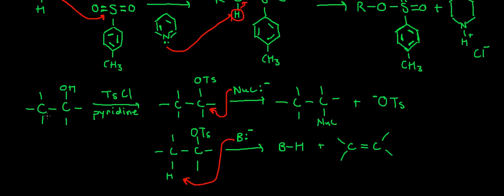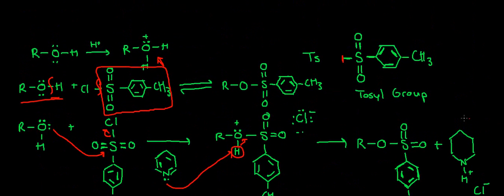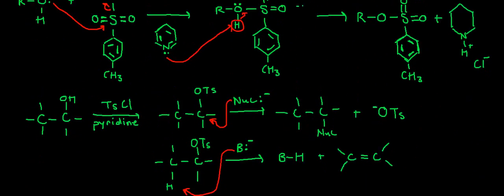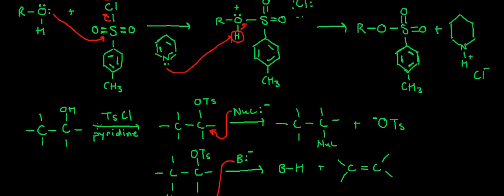And from here, the abbreviation for this group is Ts. So down here I've written it just as Ts. So tosyl chloride, the base that was used here, that's what this is. We get the replacement.